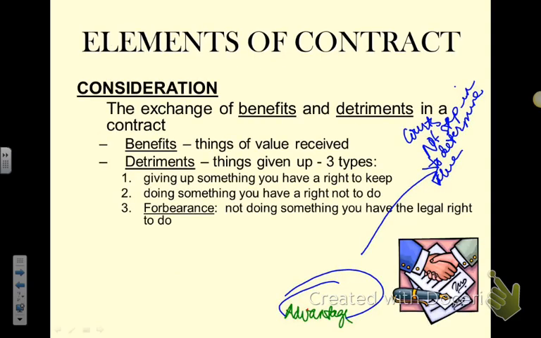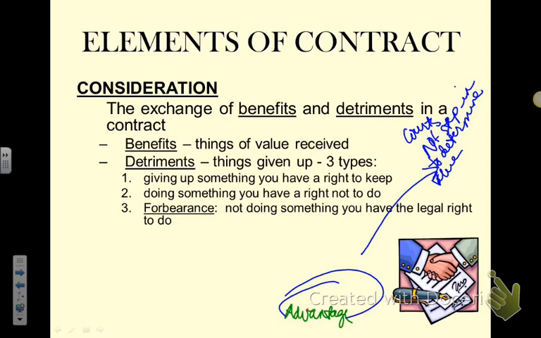So let's talk about the next element, which is consideration. Consideration is the mutual exchange of benefits and detriments in a contract. Benefits are the things of value that you get, and detriments are the things that you give up. Let's say Ben and I are going to contract for this pencil. Ben really likes my nifty pencil, and we agree that I'll sell it to him for $2. His benefit is getting the pencil. My benefit is getting the money. My detriment is giving up my pencil. His detriment is giving up his money.